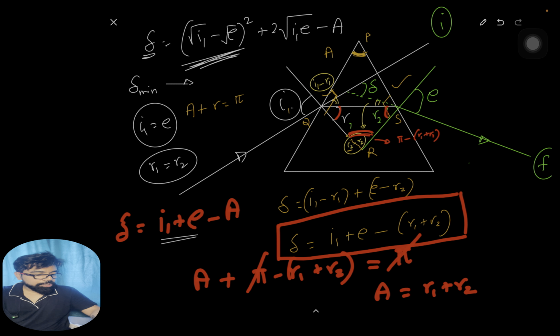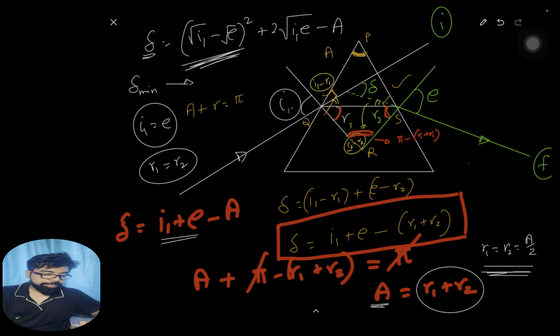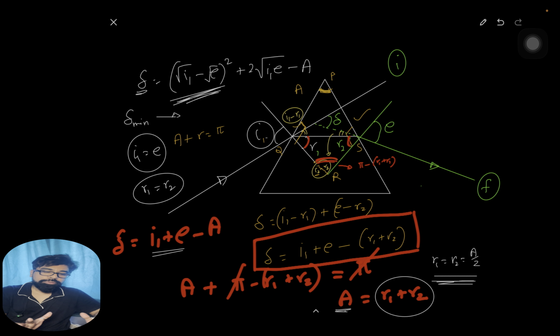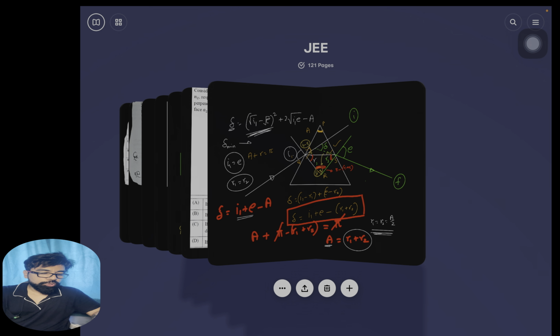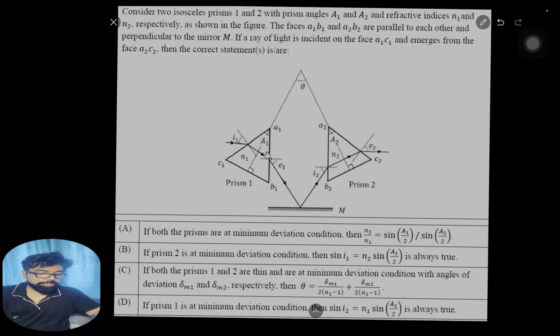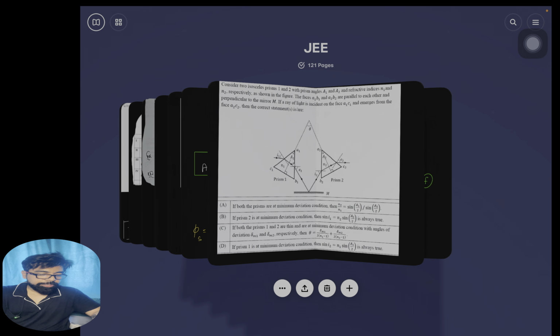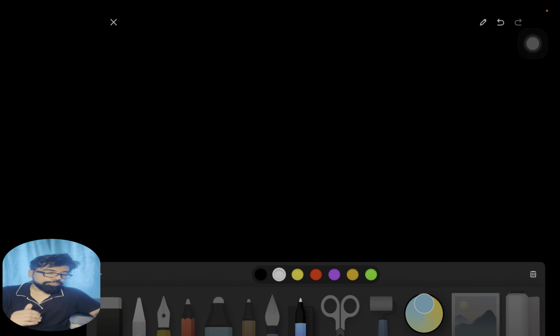But R1 plus R2 is how much? It is equal to A. That means R1 is equal to R2 is equal to A by 2 in what condition? In the minimum deviation condition. So this is a basic theory that you have to know, and this I think is included also in class 10 ray optics syllabus. So if you know this theory, you are good to go with this problem. So let us try to focus on the problem and get into the solution.